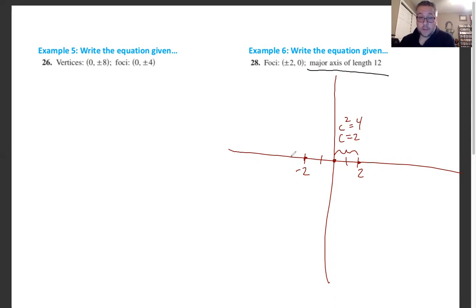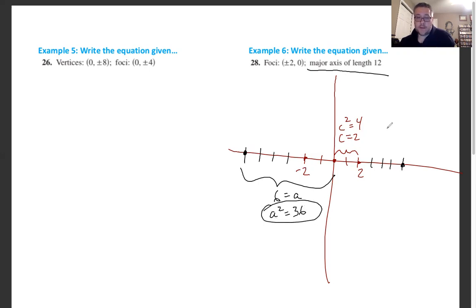So you've got 1, 2, 3, 4, 5, 6. That's the endpoint of the major axis. And 1, 2, 3, 4, 5, 6. That's the other endpoint of the major axis. So this distance here is 6. And since that's the major way, that's your A. So if 6 is A, then A squared is 36. So now we've got A squared is 36.